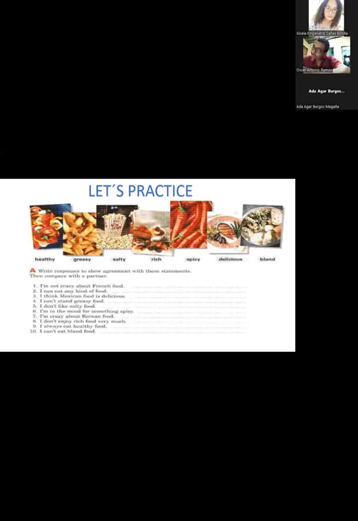Y de cinco, I don't like salty food. El siguiente sería, I don't like salty food. I don't either. Ah, sí, ya. Neither do I. ¿O cuál es la otra? I don't either, y la otra sería? Neither do I.